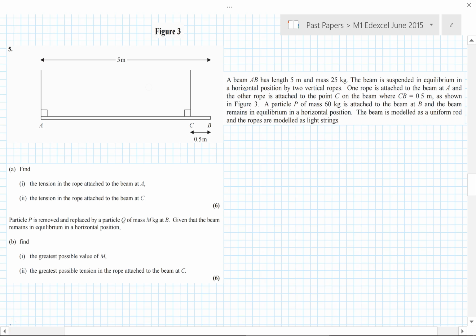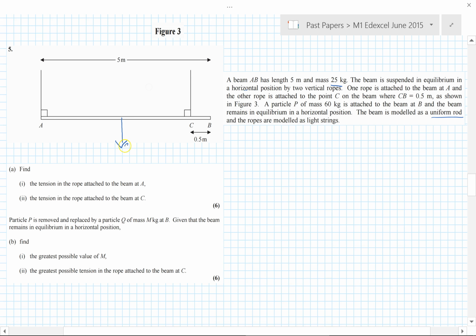So this is the second part of the June 2015 Edexcel M1 paper. Question 5 is a moments question. The first thing I look for in a moments question is if it's a uniform rod or not, which it is. So we can mark the centre of mass in the middle of the rod.